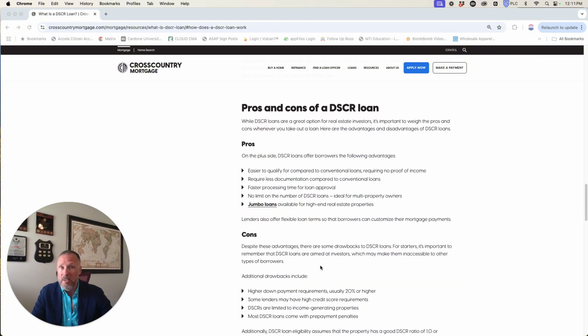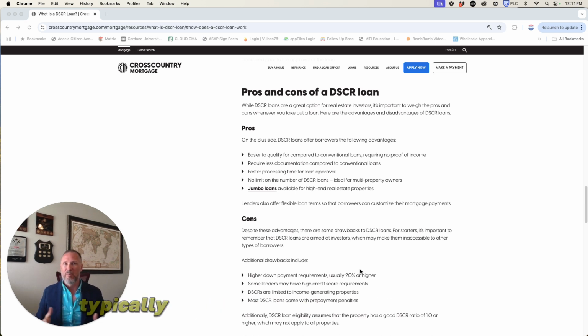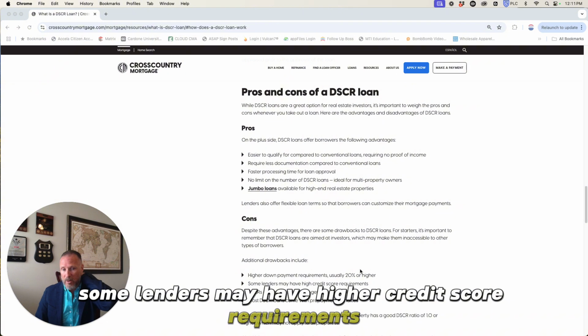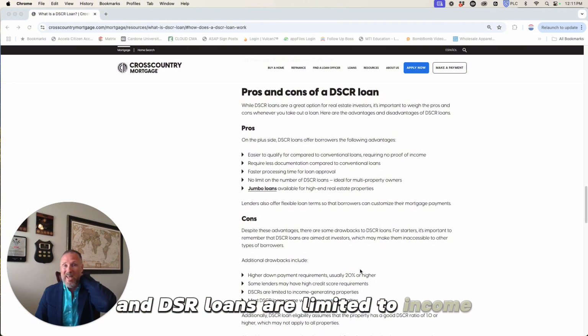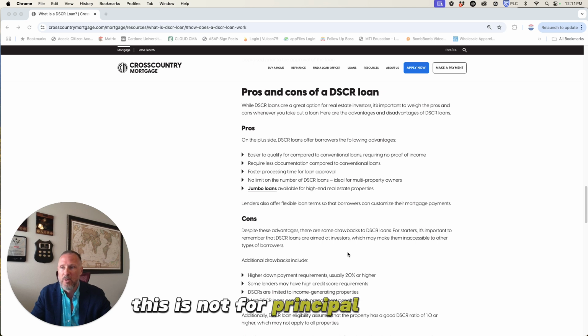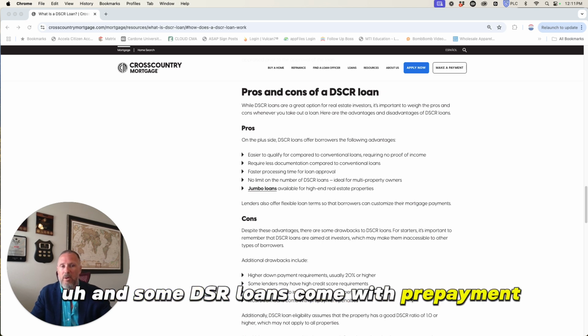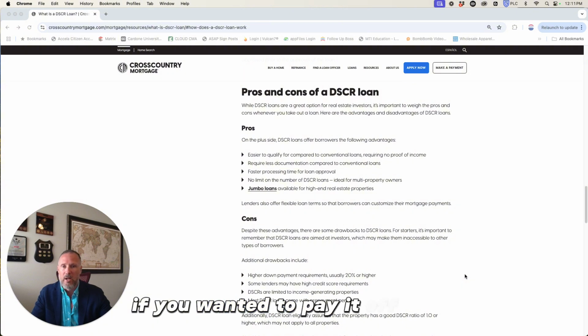Some of the cons, so what are the downsides of DSCRs? Well, you're not typically going in with less than 20% down. Some lenders may have higher credit score requirements, and DSCR loans are limited to income-generating properties. This is not, as I said, for principal residences. And some DSCR loans come with prepayment penalties if you want to pay it off early.